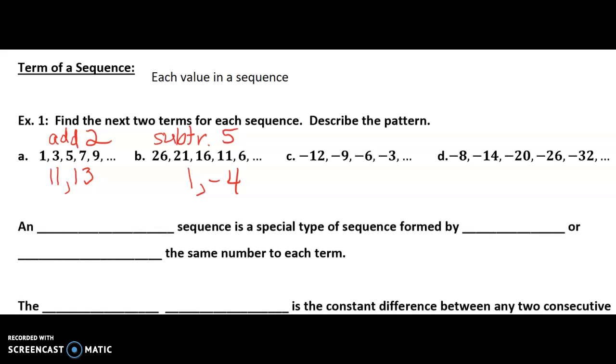Let's see if you can find the pattern in the next two sequences and what the next two terms are in each of those sequences. All right, for part C, you're going to add 3 to get to the next term. Therefore, 0 and 3 will be the next two terms in the sequence. And then for part D, the pattern is you need to subtract 6 to get to the next term. Therefore, -38 and -44 are the next two terms in the sequence.